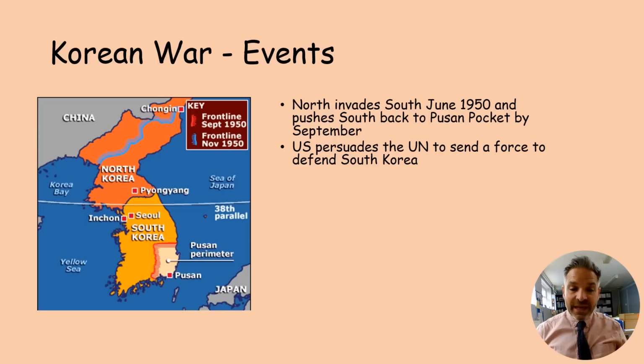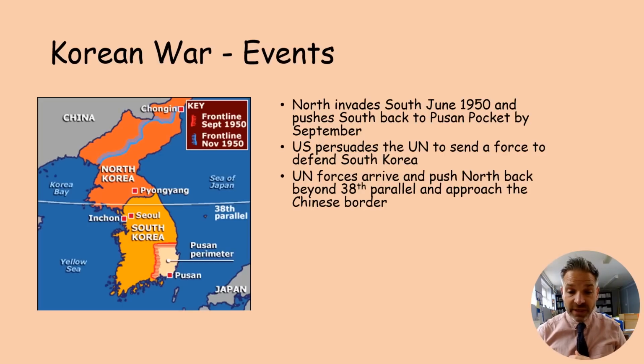And without foreign intervention, it would appear that the South was doomed. But America, led by President Truman, is very keen to defend capitalism and democracy, having already promised to do so under the Truman Doctrine. And Truman goes to the United Nations and persuades them that they need to send a force to support the South.